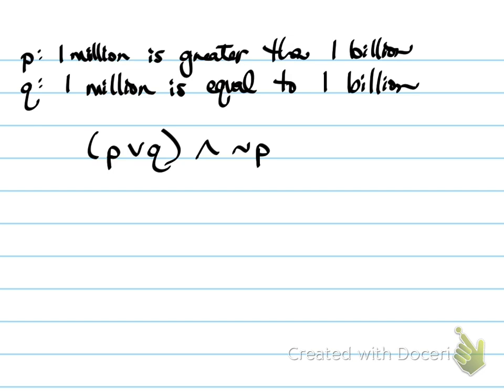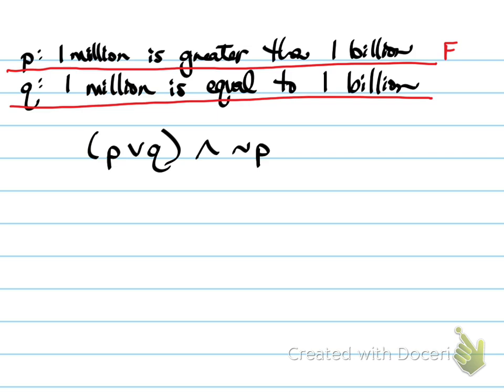So let's decide about P. Is 1 million greater than a billion? No. P's false. What about Q? Is a million equal to a billion? No, that's false also. So let's go through here. In the parenthesis, P's value is false, or Q's value is false. And then we have our and negation P. Negation P, let's see, well, P's false, so negation P is true.